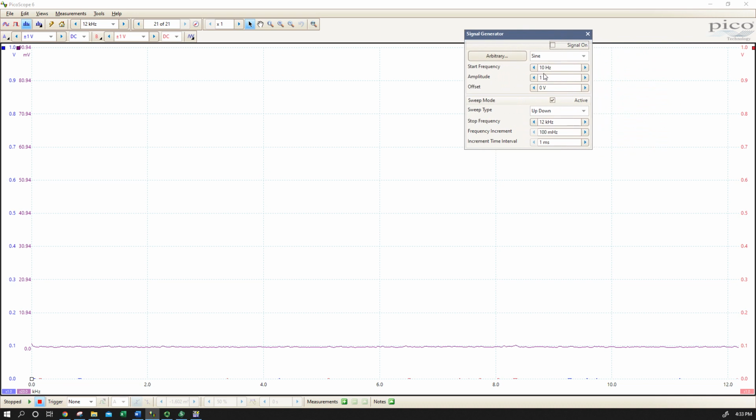And I'm sweeping from 10 Hertz, which is practically DC. I have my sweep set to go up and down. I'm just basically going to sweep up once. I can let it run as many times as needed if I have a lot of noise to show a better signal. And I'm going to stop at 12,000 Hertz.